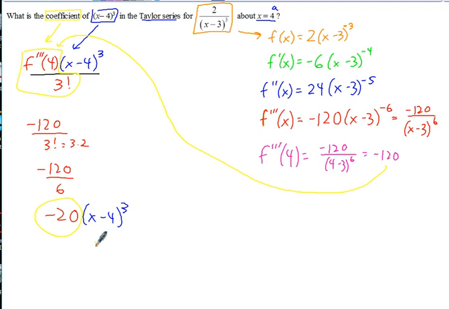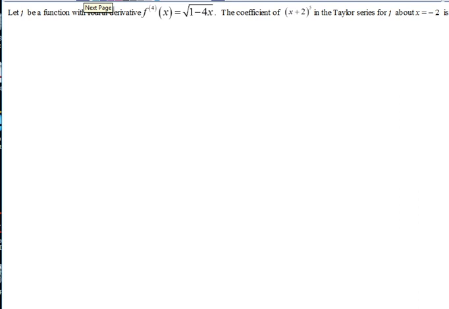All right, let's take a look at another one where we're focusing on one term here. In this case though, they make it a little easier because they already give us the fourth derivative right here. This is the square root of 1 minus 4x. And again, we're just looking for the coefficient, this time of x plus 2 to the 5th in the Taylor series about x equals negative 2.